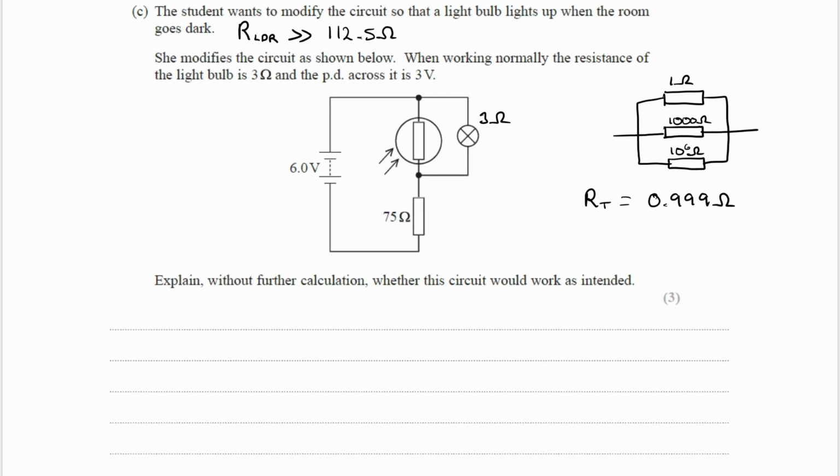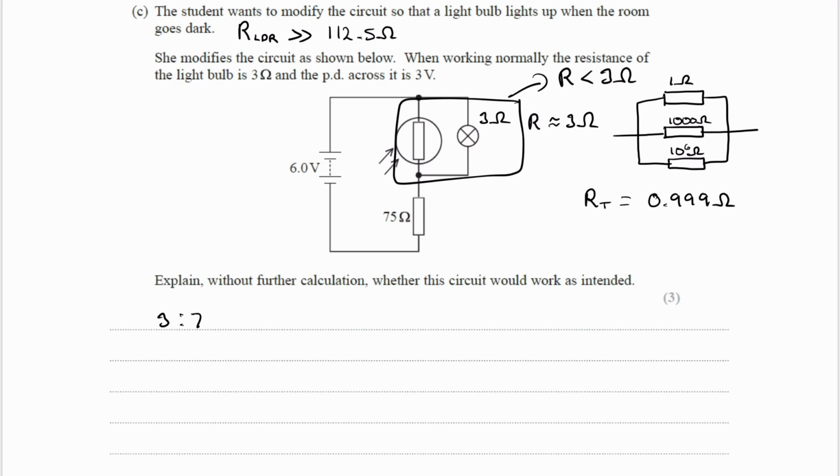So how does that apply in this question? We have an LDR which has a resistance that is significantly greater than 112.5 ohms, and we have a 3 ohm resistor in parallel with it, and therefore the total resistance of these two must be less than 3 ohms. And if the resistance of the LDR is quite high, then the total resistance of those two will be approximately 3 ohms, just shy of that. So then we have a 3 ohm resistor approximately in series with a 75 ohm resistor.